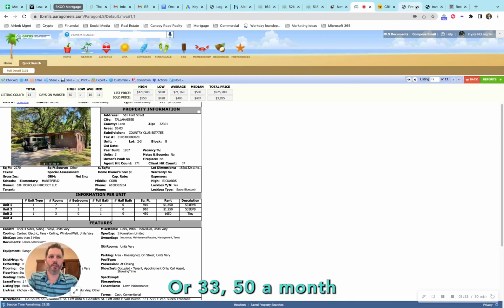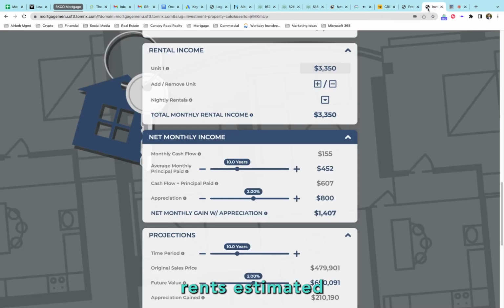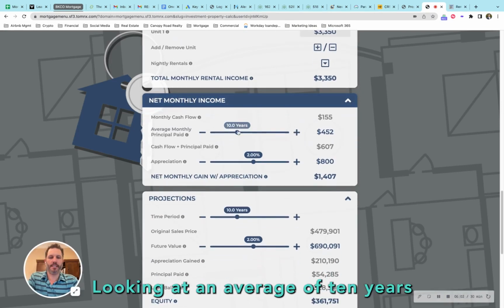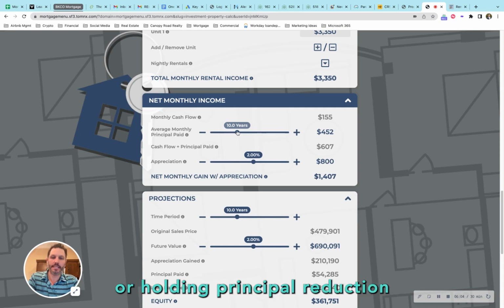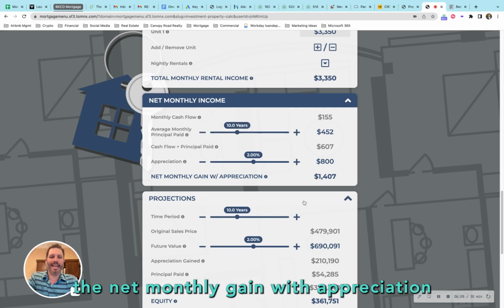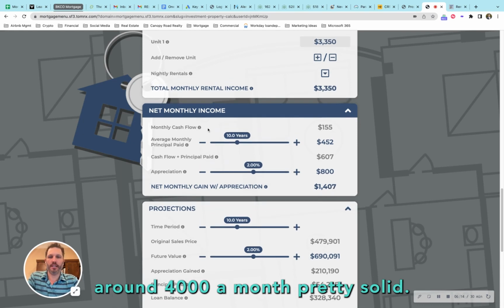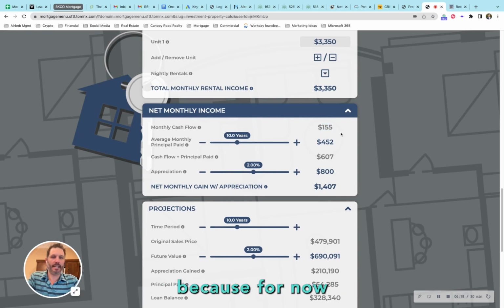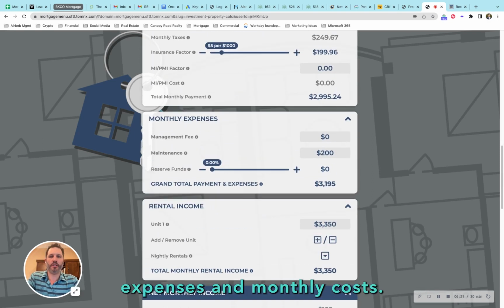For $33.50 a month for gross rents estimated, right? Over the course of cash flow purposes, right? Looking at an average of 10 years for holding, principal reduction, and appreciation. The net monthly gain with appreciation is around $1,400 a month. Pretty solid. Now, this is unfortunately not very good because for now, we're looking at all expenses and monthly costs.